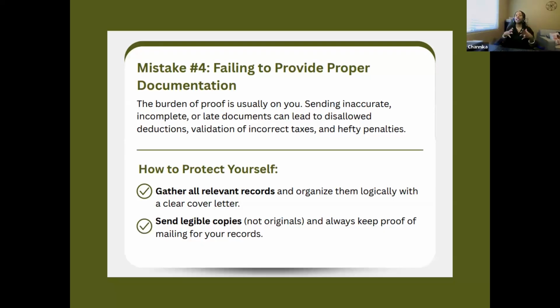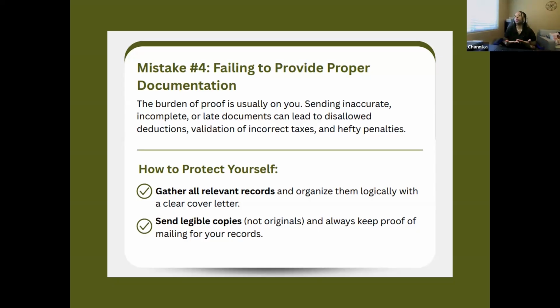All right. So you've got to gather all your relevant documents, right? You gather all of them and then organize them logically with a cover letter. I like to say this: we had this person who brought in all these documents when they went through an audit. And we were like, is this how you want us to send this in? Because I'm telling you, if we send this packet in like this, they're going to go through it and be like, oh, disallowed deduction, disallowed deduction.